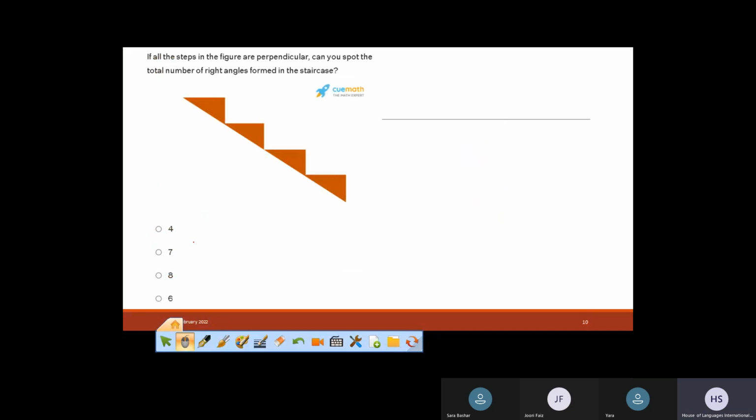Now, what do you have? If all the steps in the figure are perpendicular, can you spot the total number of right angles formed in the staircase? Count how many right angles. I will give you 2 minutes. Count how many right angles we have, right angles like this. Tell me how many, one by one.